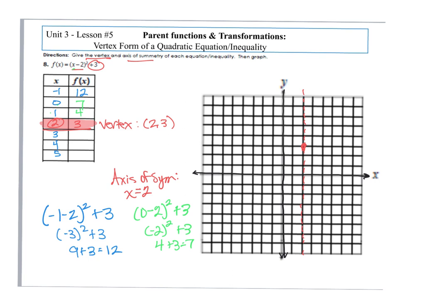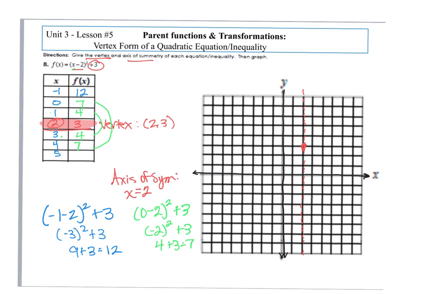Okay, so we should be expecting symmetry because all parabolas are symmetrical about the vertex. If I plug in positive 3 for x, I get 3 minus 2, which is positive 1. Positive 1 squared is still positive 1. Positive 1 plus 3 is 4. So these are going to start repeating. Okay, so that makes when I plug in 4 for x, I'm going to get 7 for y, just like I did when I plugged in 0.